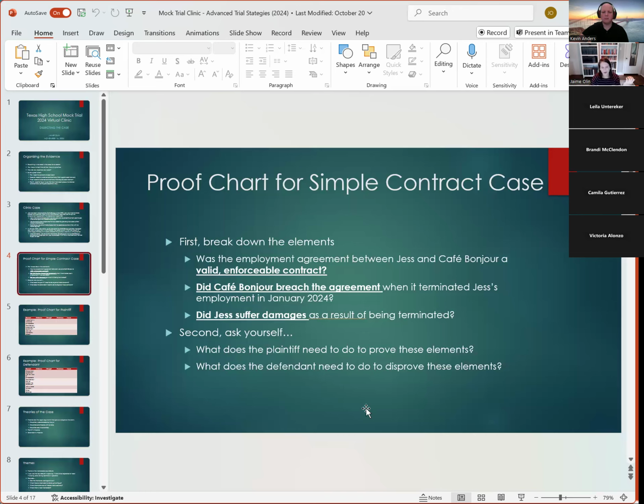And then the next thing you're going to want to do, because you're going to be both the plaintiff and the defendant during mock trial, is ask, okay, if I'm Jess, the plaintiff, what am I going to need to do to prove these elements? If I'm the defendant, Cafe Bonjour, what do I need to do to disprove all of those elements? And that's where a proof chart comes into play.